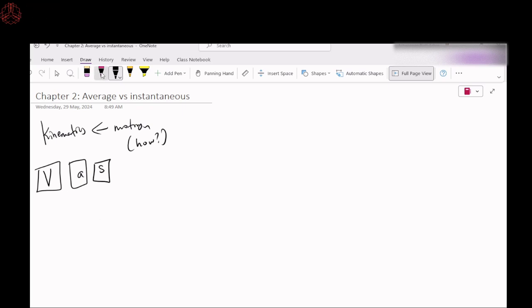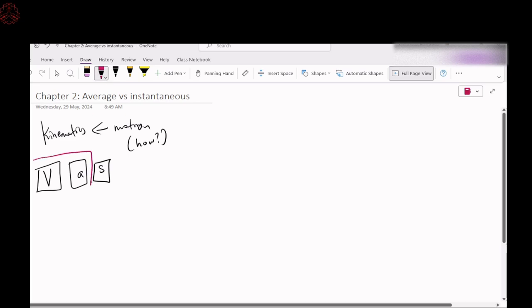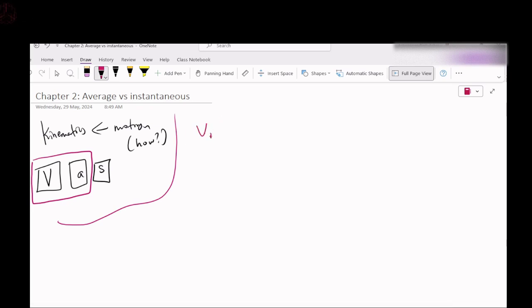But now we want to take the first two, velocity and acceleration, and we want to further split them up. We're going to split them into two: the first one being an average value, and the second one being an instantaneous value. So we can say average velocity or average acceleration, and then we can have instantaneous velocity or instantaneous acceleration.